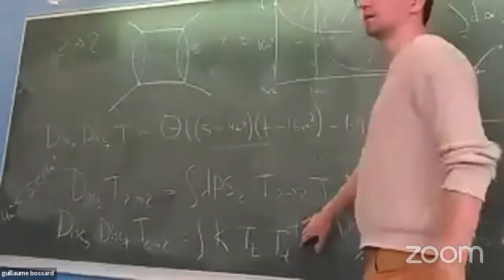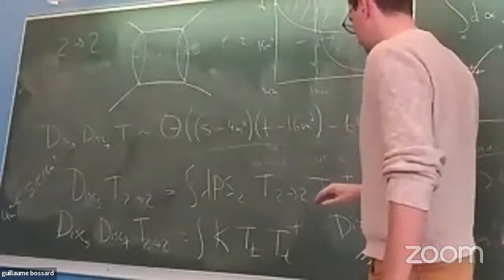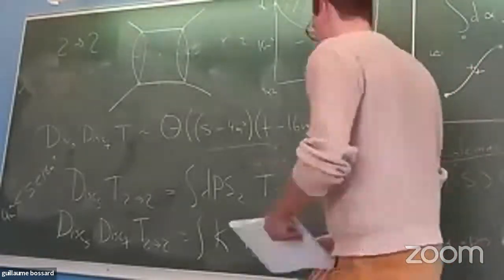Sorry, can you say what your upper index plus is? So if I missed it. This is Hermitian conjugate. Okay.